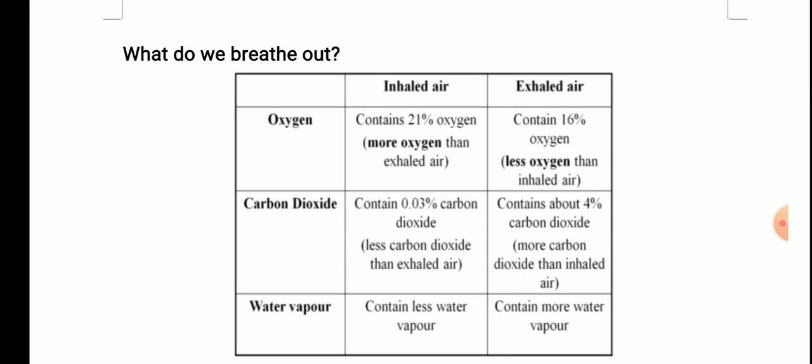Then we talk about water vapor. There is less water vapor in the inhaled air, whereas the exhaled air contains more water vapor. So this is the composition of what we breathe out: oxygen, carbon dioxide and water vapor.